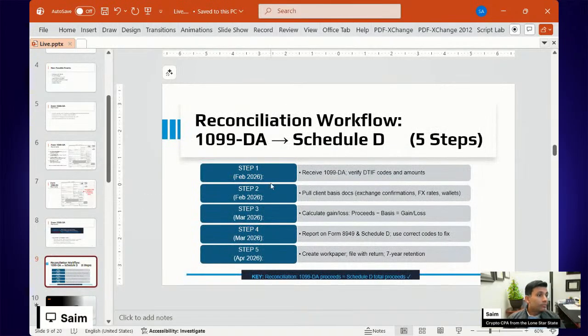All right, so by January, February, you're going to receive the new 1099-DA form. Make sure you're pulling in all the cost basis. How do you calculate a basic capital gain? It's proceeds minus your cost. Simple. Whatever you sell minus what you paid for. That's your profit, and that's your gain or loss.